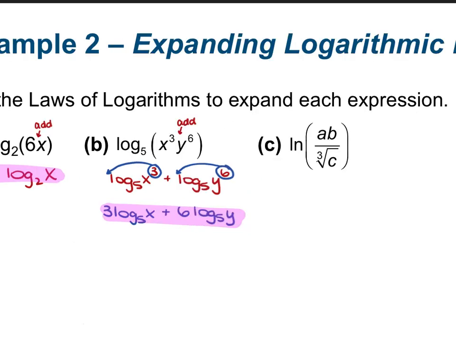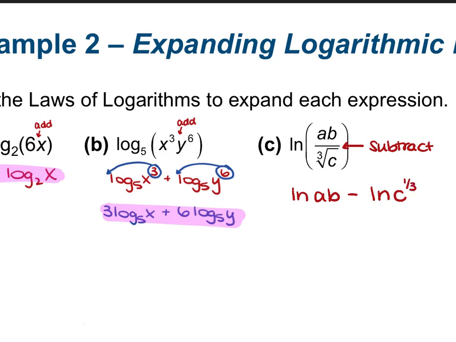For example C, we have ln of ab over the cube root of c. Now ln and log, same exact thing, so don't get confused with this. You're applying the same rules to your natural log as you would with a log. So this division here, or this fraction, represents subtraction. So we are going to write this as ln ab minus ln of the cube root of c, which is the same thing as saying c to the 1/3 power.